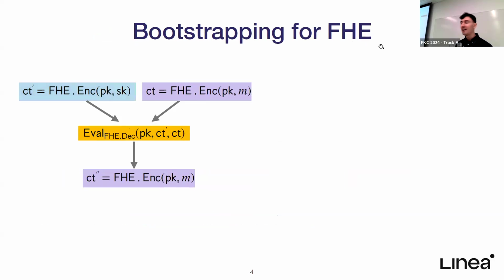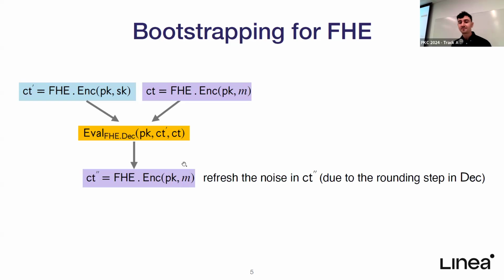So that was easy. And as we have seen in the previous talks, we are always interested in bootstrapping, where, in order to control our noise, we are going to have a first ciphertext that is an encryption of the secret key of the FHE. And we're going to use that to evaluate the decryption circuit, which will allow us to obtain an encryption of the original message, but with refreshed noise. And the noise is refreshed because of the rounding step.